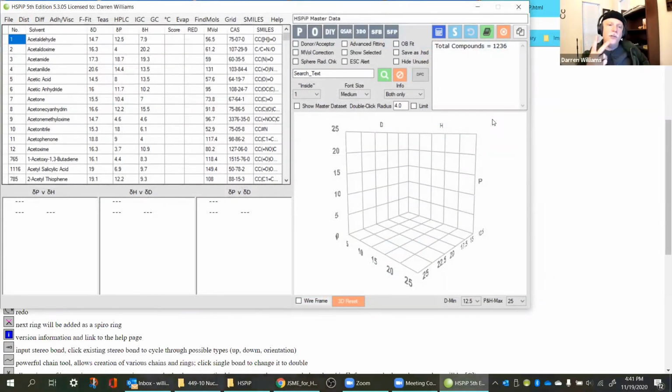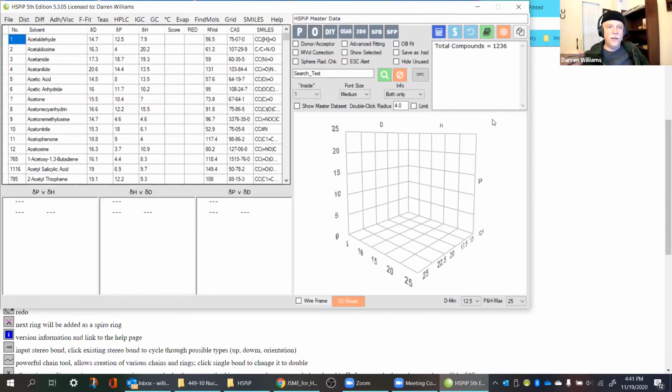Here's 2 reasons why you want to look at polymers and HSPs. One is so that you can find something that will not attack the polymer, right? So materials compatibility. Whenever you're changing, like you have a gasket made out of Viton, which is a commercially available polymer.